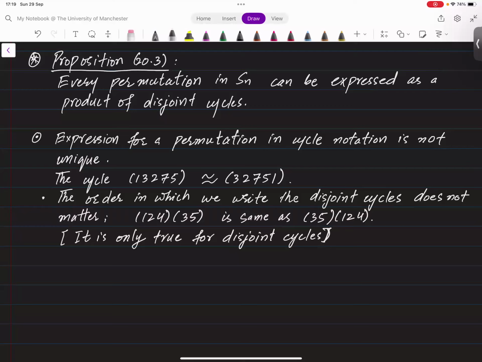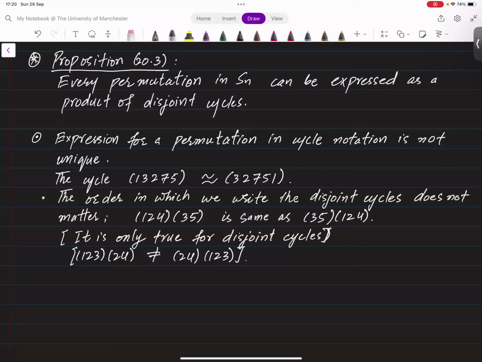In the non-disjoint cycles, it is not true. So you can say that 1 2 3 2 4 is not equal to 2 4 1 2 3. Apart from these two ways of changing the cycles, the cycle notation for a permutation is unique. So, for example, the only ways of expressing the permutation 1 2 4 3 5 in S5 as a product of disjoint cycles are.